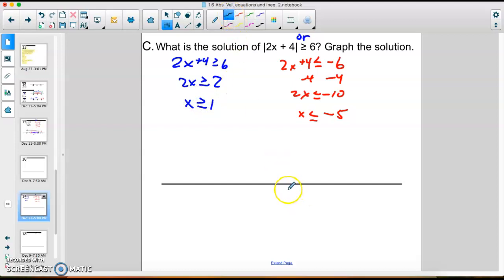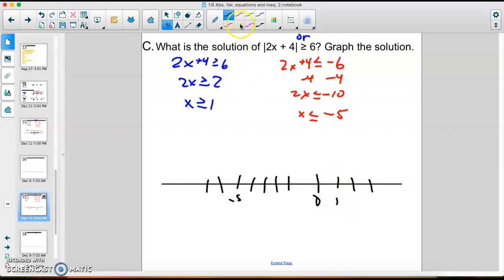All right, when we go to graph this, I'll put my 0 over here, since we're going all the way down to negative 5. 1, 2, 3, 4, 5. And then I'll go a couple more just for fun. So this is negative 5 right here. And then 1, 2, 3, we'll call that good.